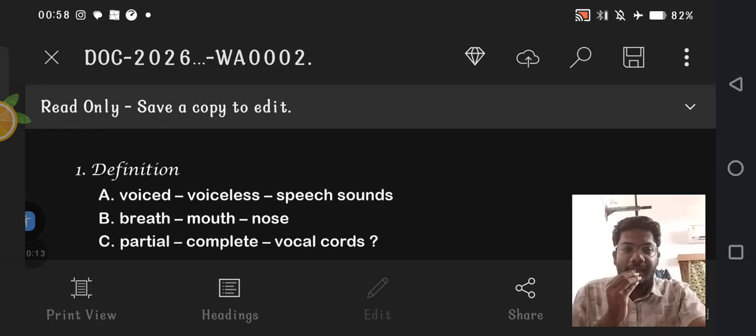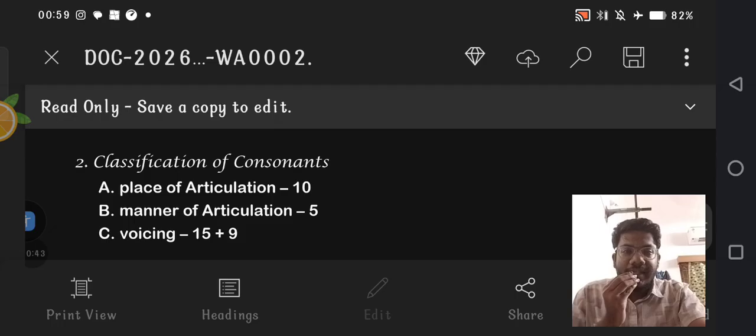Definition of consonants. Consonants are the voiced or voiceless speech sounds produced when the breath passes through the mouth or nose, which is otherwise known as the nasal cavity, where there is partial or complete obstruction and the vocal cords may or may not vibrate. It's a mix of, we can say, vowels, which is free flowing sound, as well as complete obstruction.